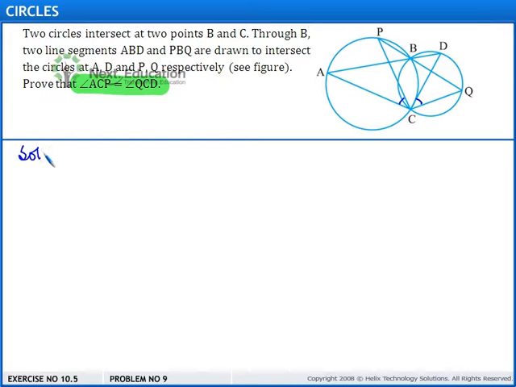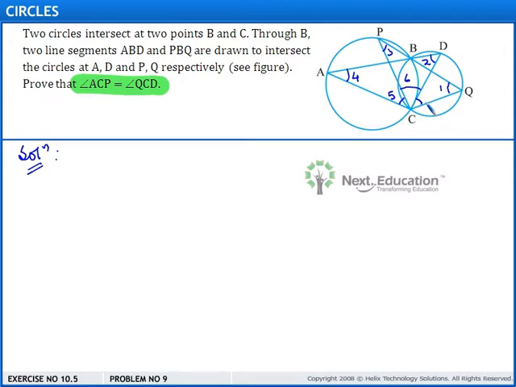Before beginning with the solution, first let us name the angles. Let this angle be 1, this be 2, this be denoted by 3, this by 4, and the angle we have to find, let us denote it by 5, and angle PCD by angle 6, and this angle, that is angle DCQ, by angle 7.